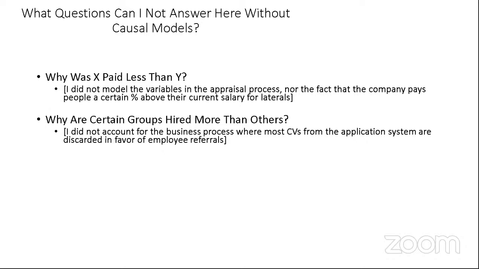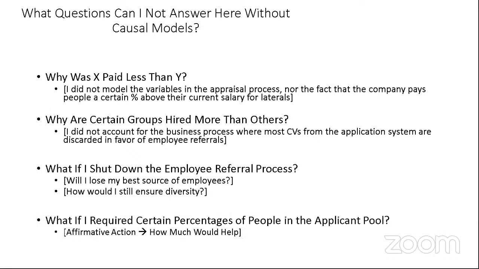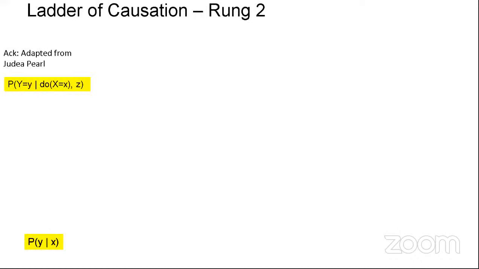Why are certain groups hired more than others? I can say certain groups are hired more than others, but why certain groups more than the others, I don't know. Because I did not account for the business process where most CVs from the application system are discarded in favor of employee referrals, for example. Now, I also can't answer the question, what if I shut down the employee referral process? Will I lose my best source of employees? Would I still ensure diversity? What if I required certain percentages of people in the applicant pool? What do I need to do? My model doesn't tell me that.